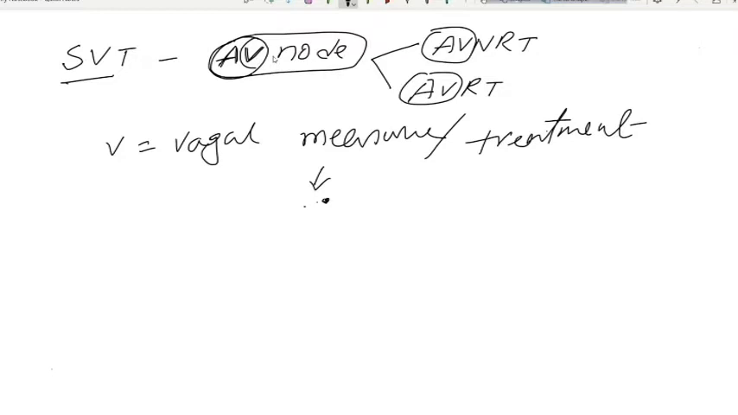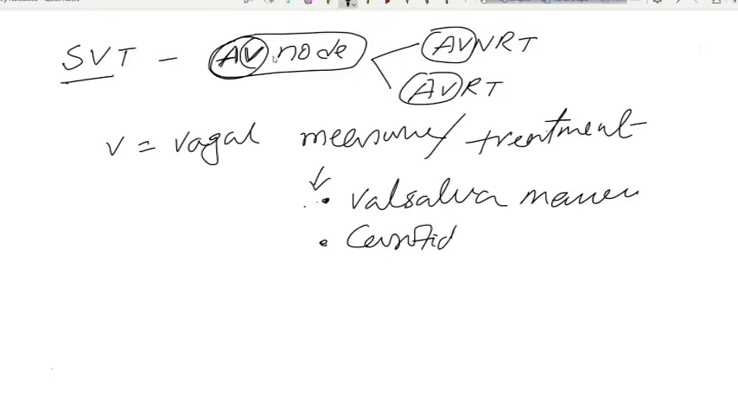Number one, Valsalva maneuver. As we know, the Valsalva maneuver can terminate SVT. If Valsalva procedure fail, then another procedure we can undertake, that is carotid massage. As you know, the carotid massage stimulates the parasympathetic, that is the vagal nerve system, and that parasympathetic stimulation, vagus stimulation, can terminate SVT.